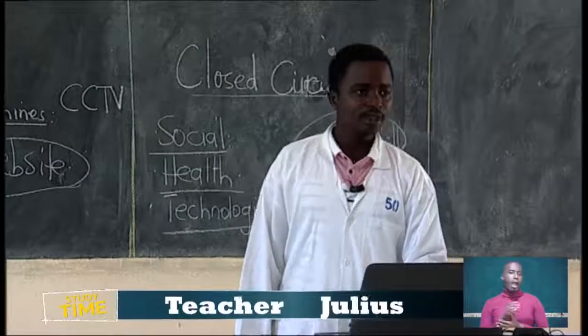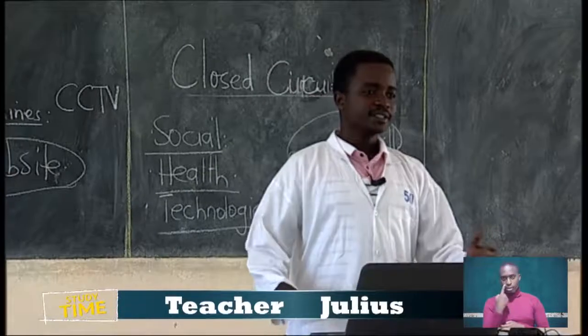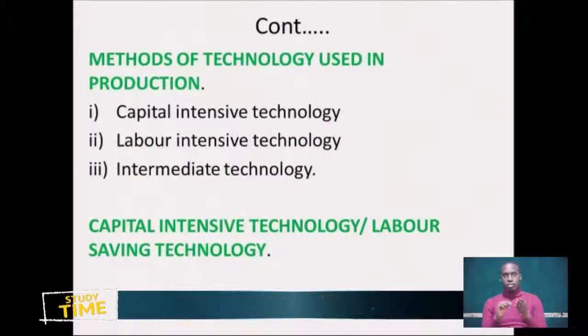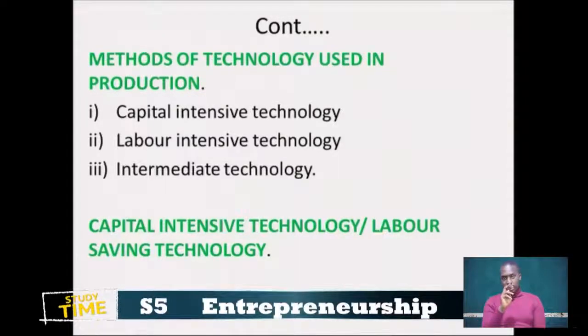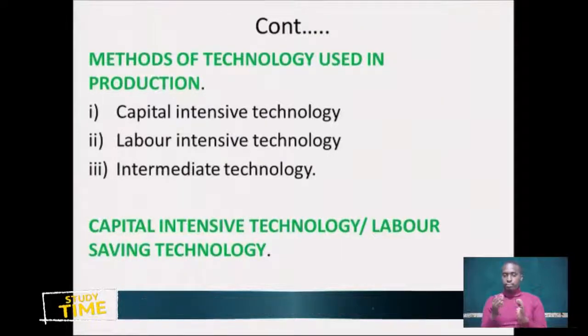Then I want us to look at methods, or types, of technology used in production. These are approaches. One, we have capital-intensive technology. We shall talk about labor-intensive technology, and we shall talk about intermediate technology. We are beginning with capital-intensive technology, or labor-saving technology.